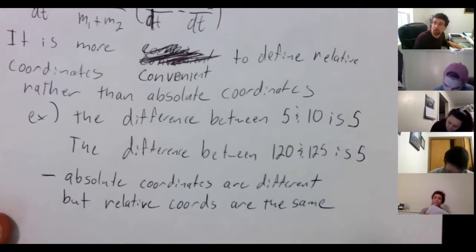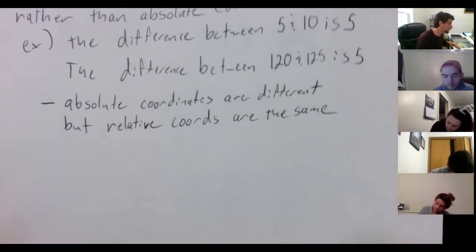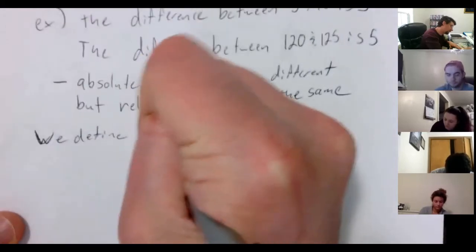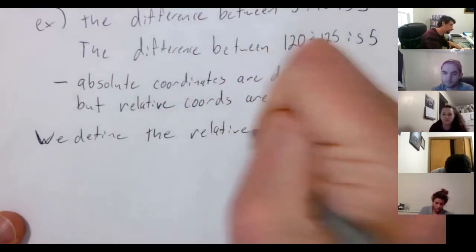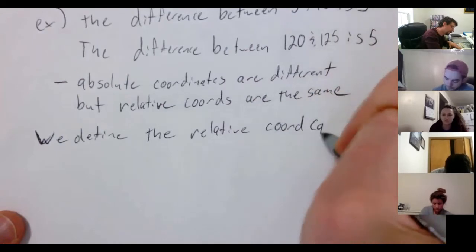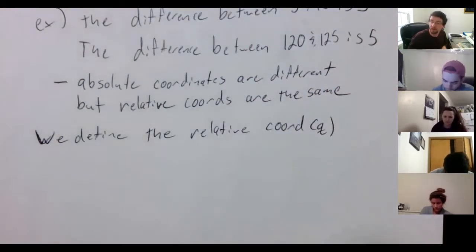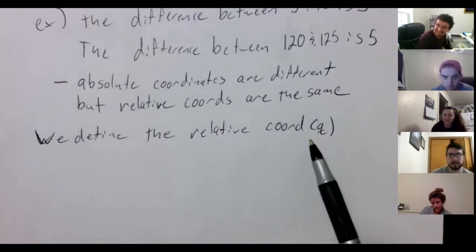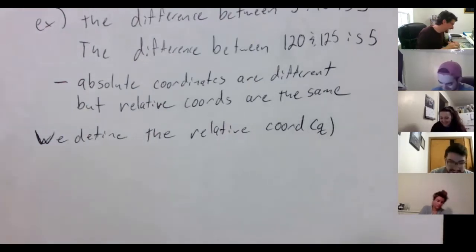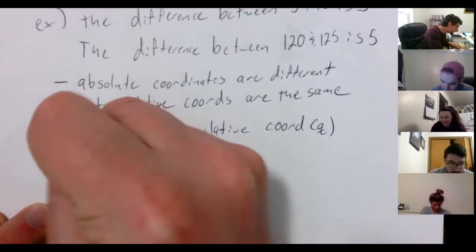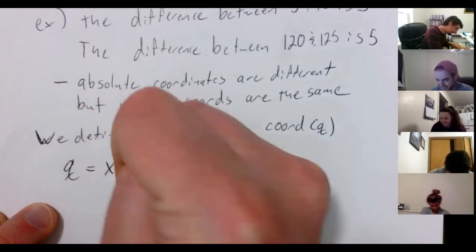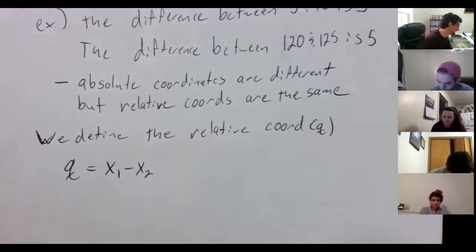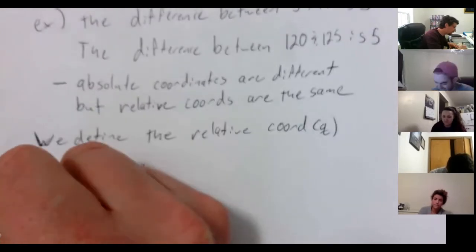Okay, so we're going to define one simple relative coordinate. We're going to call it Q. So we define the relative coordinate Q. And the first question I have is, is this Q pointing the right way? Yes. Okay, we're good. Not what I was expecting you to say. I feel like I can do Q's better now. That's good. We're getting there.